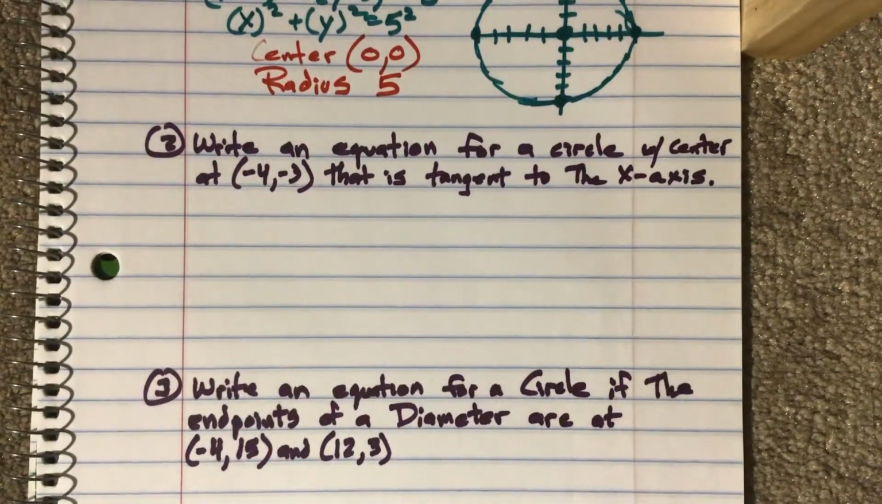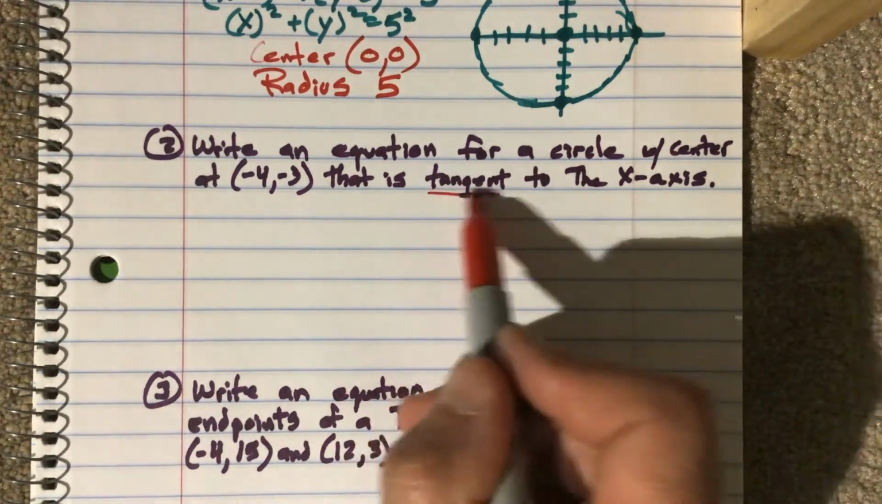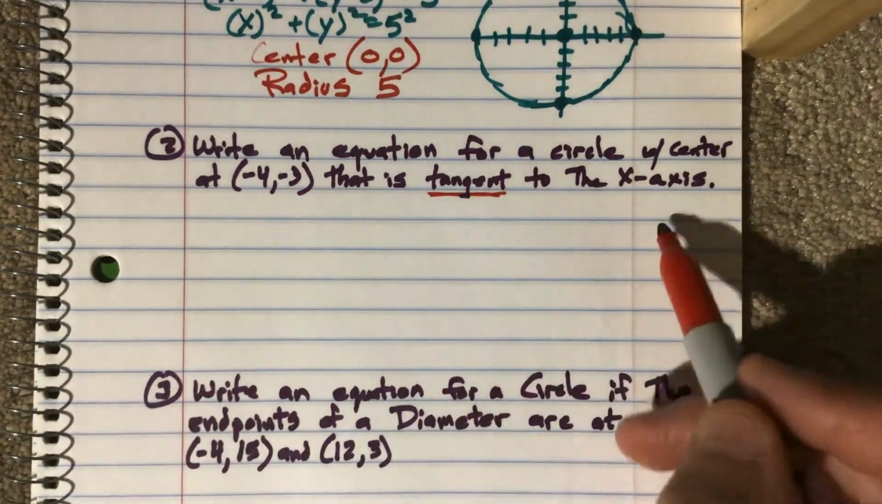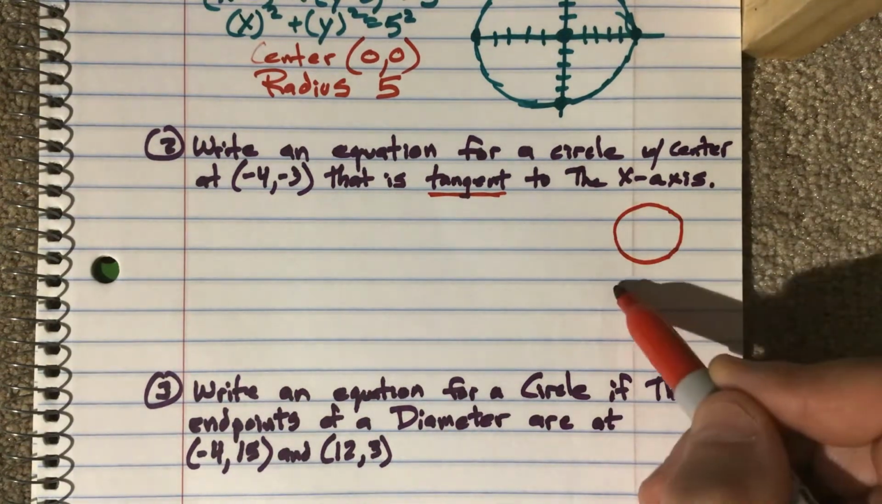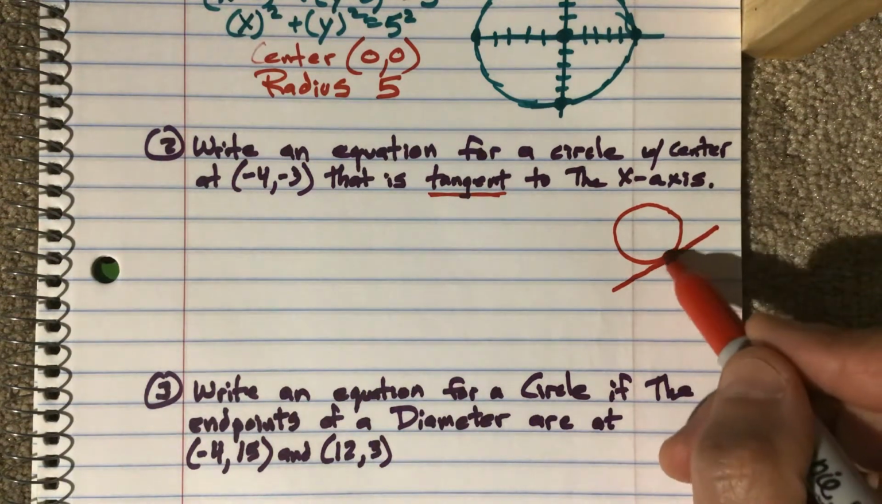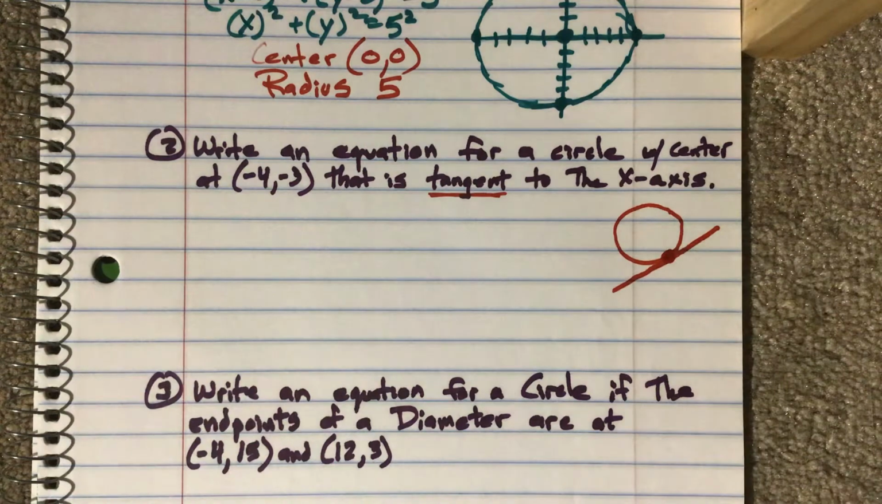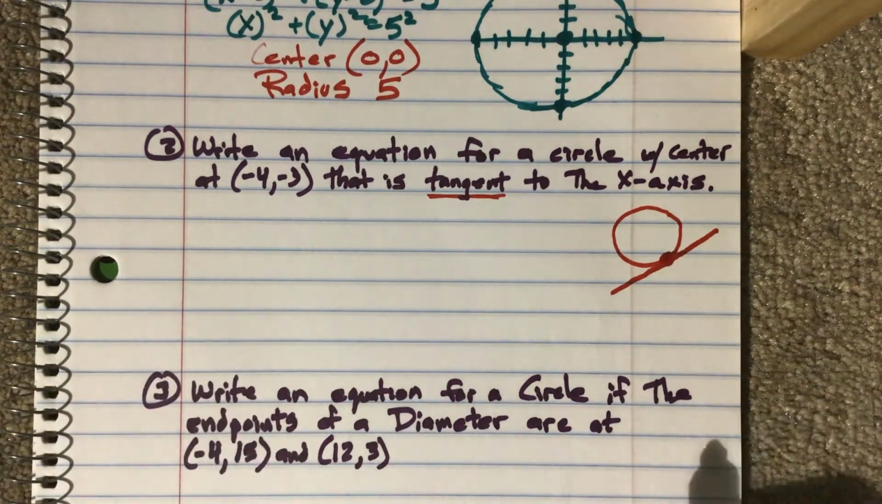Example number 2: write an equation for a circle with a center of (-4, -3) that's tangent to the x-axis. So this is probably a new word for many people, tangent. Tangent simply means a line that goes along and just touches at one point. It just skims it and just touches it, and that's tangent.